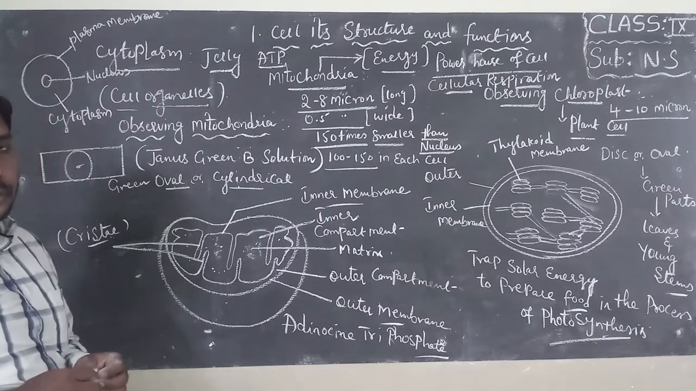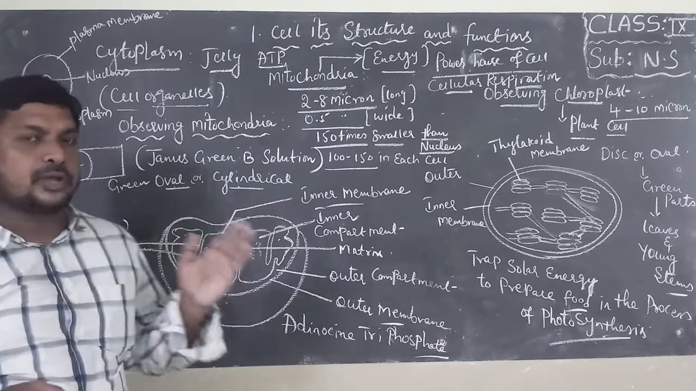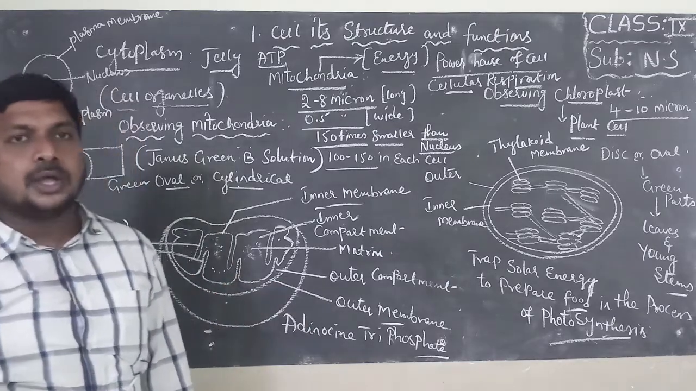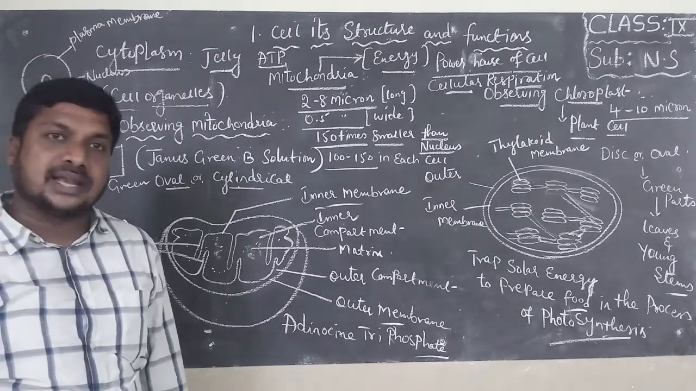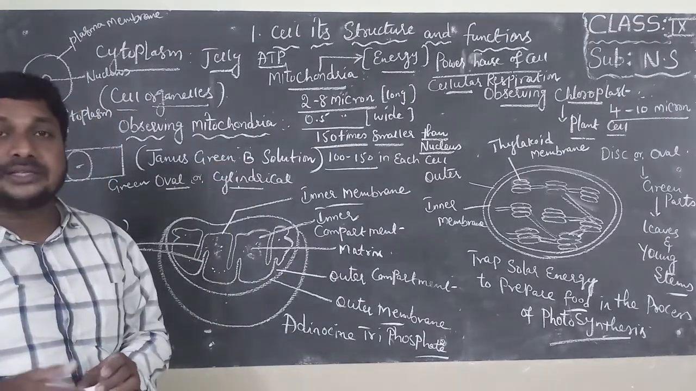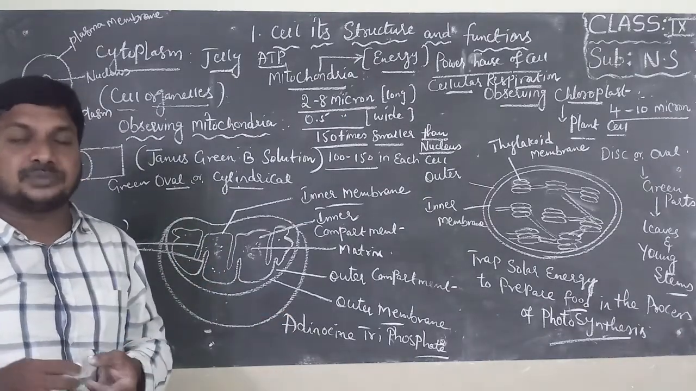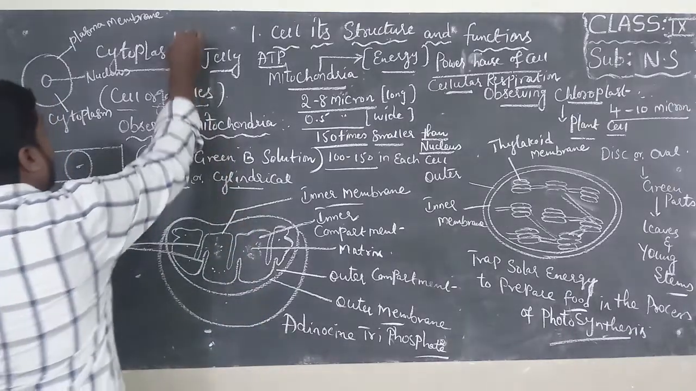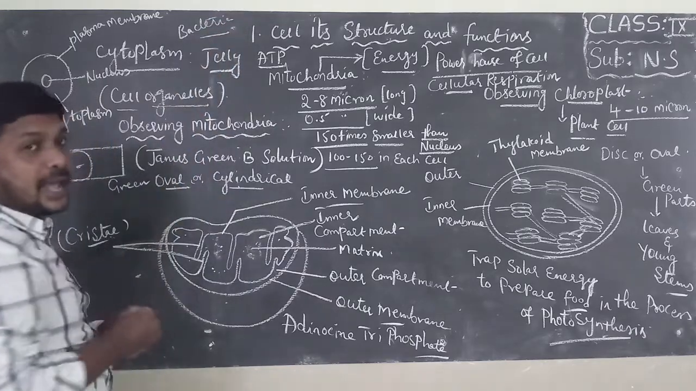According to the presence of a nucleus, living organisms are classified into 2 groups: prokaryotes and eukaryotes. What is the major difference between prokaryotes and eukaryotes? A prokaryotic cell does not have a nucleus; a eukaryotic cell has a nucleus. Prokaryotic cells also do not have cell organelles. Mitochondria, nucleus, all these are absent in prokaryotic cells and present in eukaryotic cells. For example, bacteria is a prokaryotic cell.